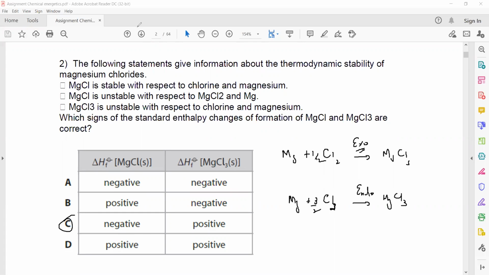When we say they are more stable, it means they have low energy. And if we say less stable, it means the product is having a high energy. If the product is having low energy, the reaction will be exothermic. If the product is having high energy, then the reaction will be endothermic. So the enthalpy change for formation of MgCl will be negative, but for MgCl3 will be positive.